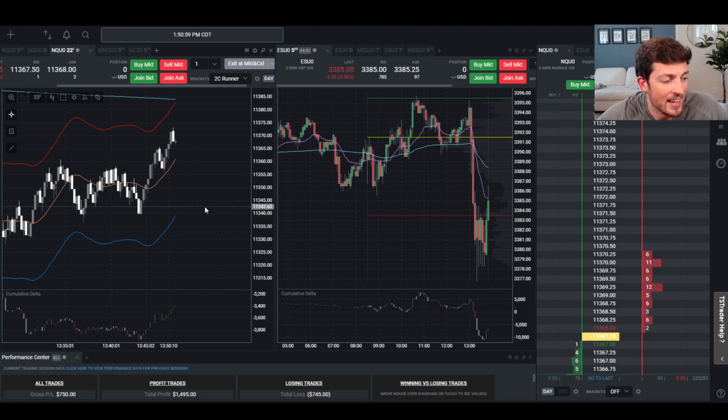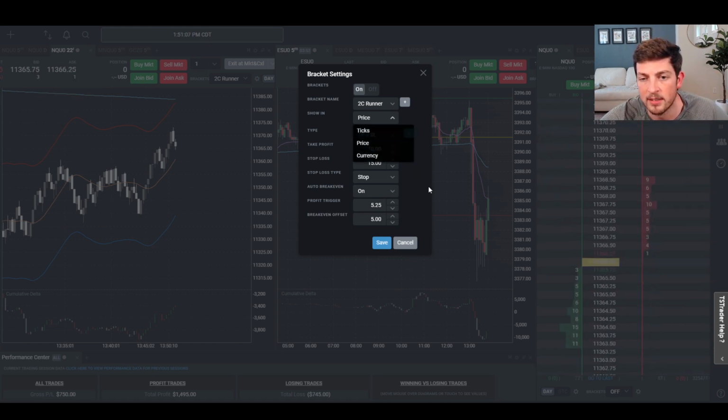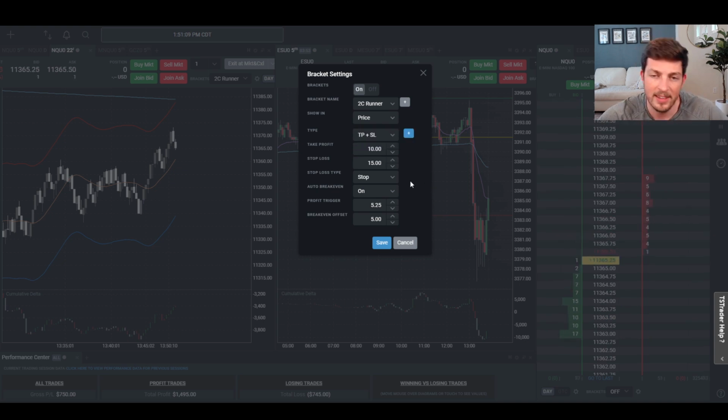So that is the bracket orders that I'm using. Again, these are going to be different depending on what you're doing. You can do it based off ticks, price, currency, whatever. If you're trading the ES, it's going to look different. You can increase these to be whatever you want, whether it be 100 points and 15 points or 3 points and 15 points, 3 and 10, whatever you want. This is personal preference. It's going to take some back testing for you to use. Again, I'm using a 10 and 15 and my break even offset at 5.